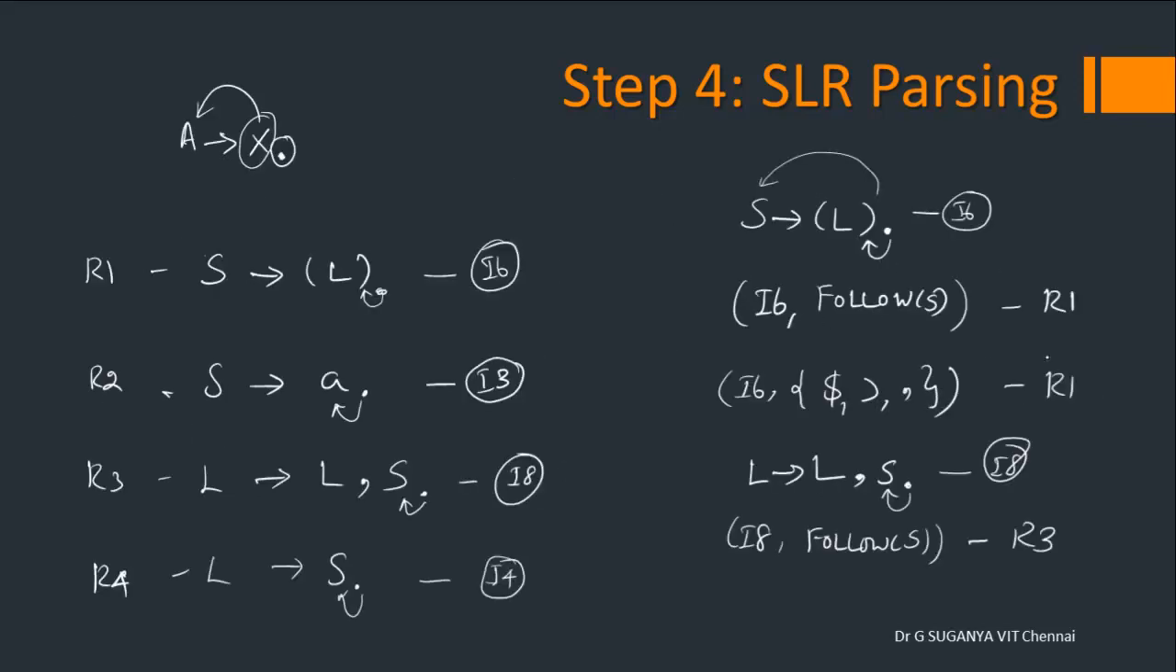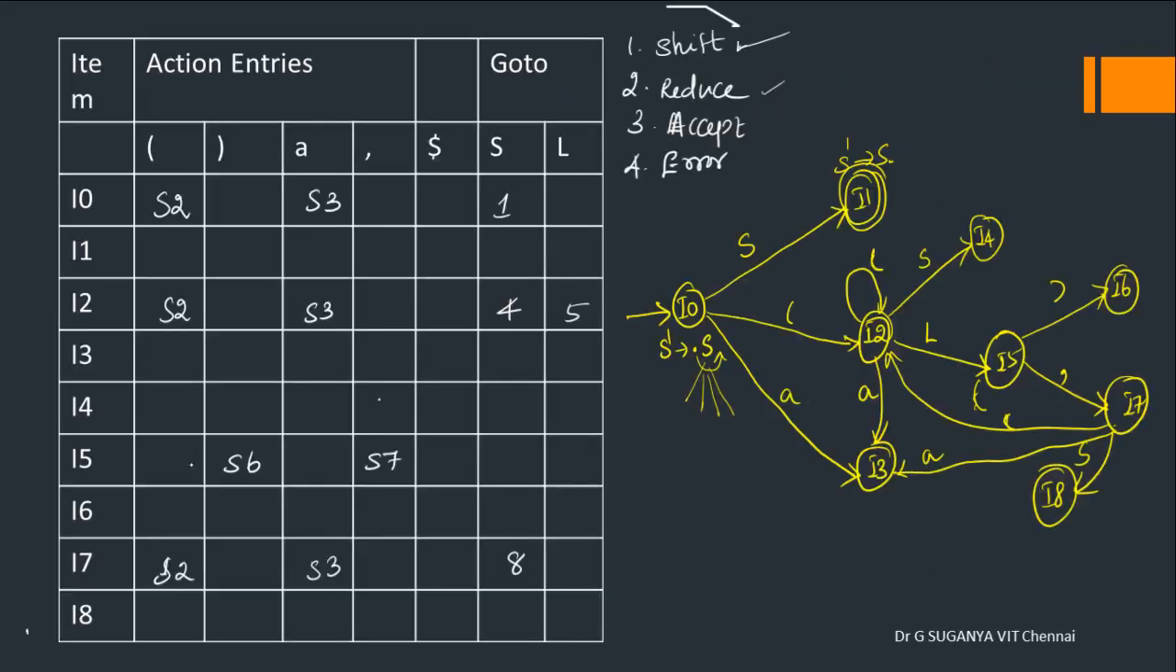In I6, in all the follow of S, we have to add this. So I6, follow of S is this. So you have to add reduce by rule 1, reduce by rule 1 and reduce by rule 1.